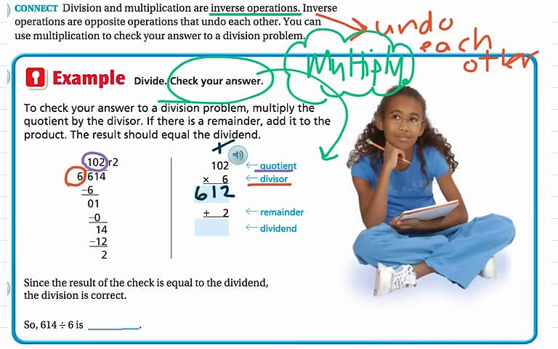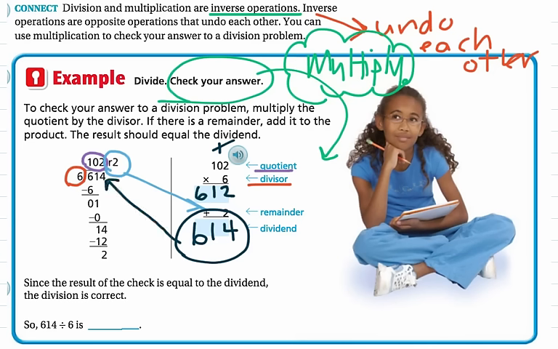Notice, students, in this particular example we had remainder 2, and what it said we needed to do was add the remainder. So we're going to add the remainder here. 2 plus 2 is 4, 1 plus nothing is 1, and 6 plus nothing is 6. So we come up with the answer of 616. And if we look back at this problem, that in fact is the dividend we started with. So it says since the result of the check is equal to the dividend, it is correct. So 614 divided by 6 is 102, remainder 2.